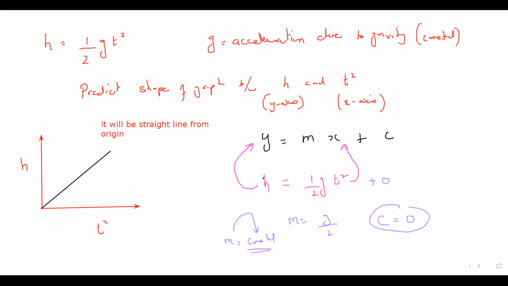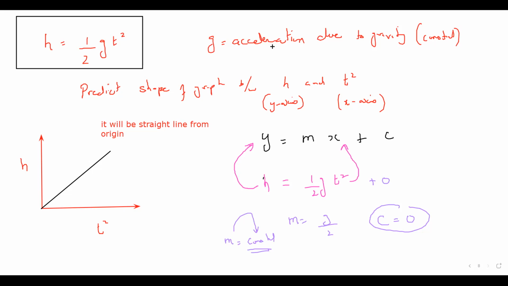The equation given to us is h equals half gt square. I compare this equation with a straight line equation, which is y equals mx plus c. If I plot the height on the y-axis and the time square on the x-axis, then my gradient will be equal to g by 2.